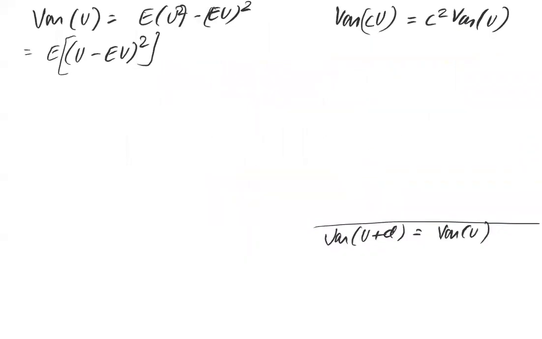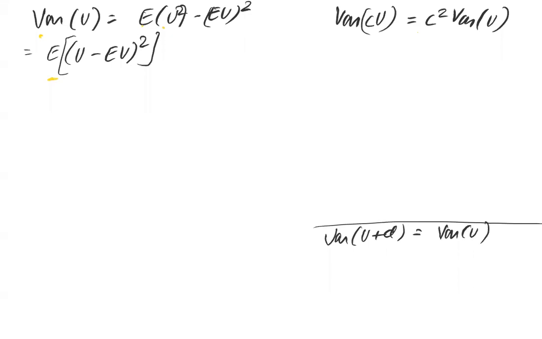Next up are some properties. The first one is that the variance of U can be written as the expected value of U square minus the square of the expected value. Okay. Next is the variance of cU is c square times the variance of U. So let's prove this one first.